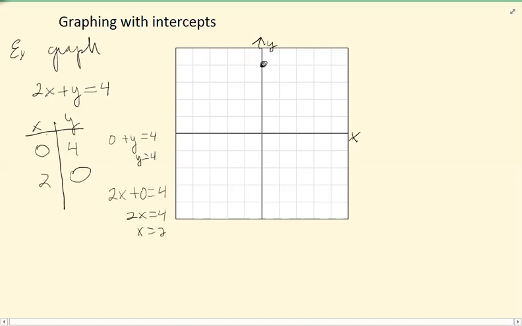I only need 2 ordered pairs to draw a line, and I have these 2, and they're both intercepts. So this is 0, 4, and this is 2, 0. So I'll put that over here. Find it. There's 2, 0. And then draw a line between them. Okay, pretty good. So that's graphing with intercepts. They can be easy to use.